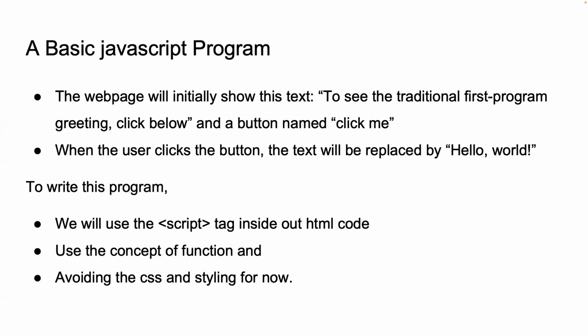Basic JavaScript program. This web page will initially show the text "to see the traditional first program greeting, click below," and then a button named Click Me. When the user clicks on the button, the text will be replaced with Hello World. To write this program, we will use the script tag inside our HTML code. Inside this, there's a spelling mistake. This is inside our HTML code. Use the concept of function and avoid the CSS styling for now.